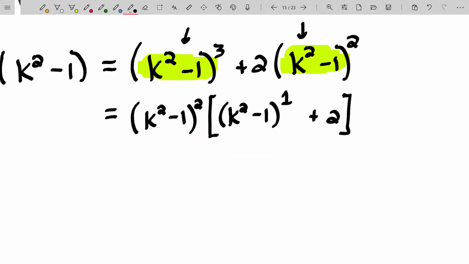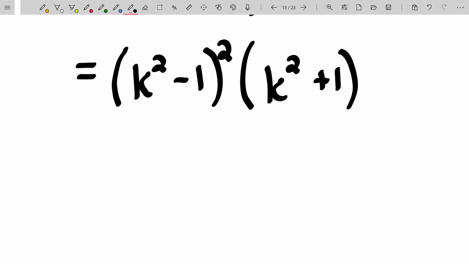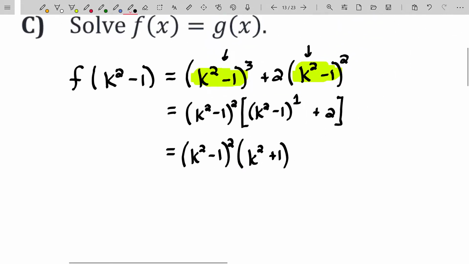Now I'm going to go ahead and clean this up. And that's as good as it gets. That is completely done. You may say, but hold on a second. Shouldn't I multiply things out? If you multiply things out, it will actually get uglier than this. So I highly recommend you leave it factored like this.